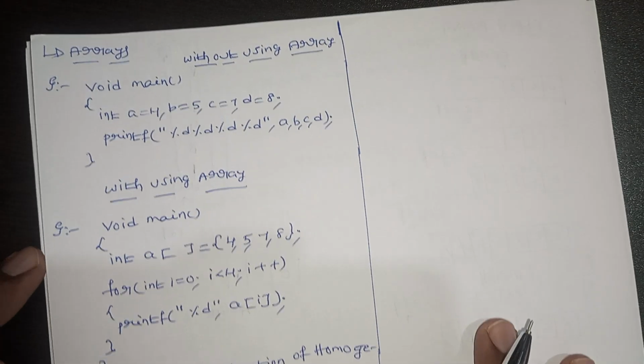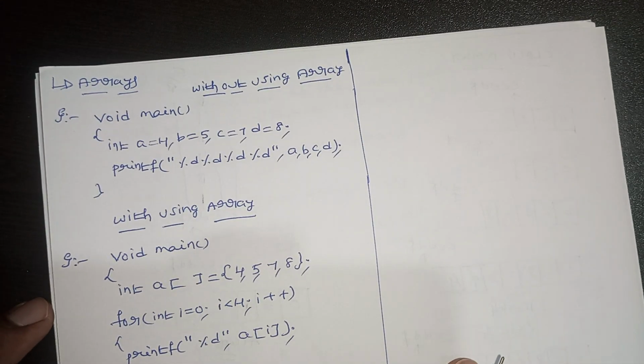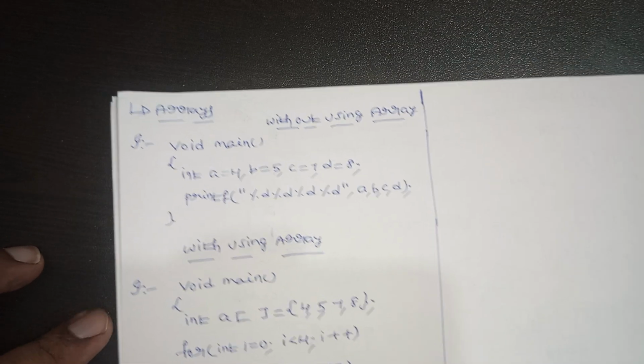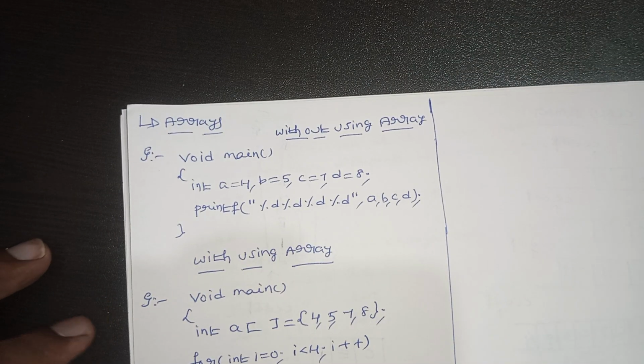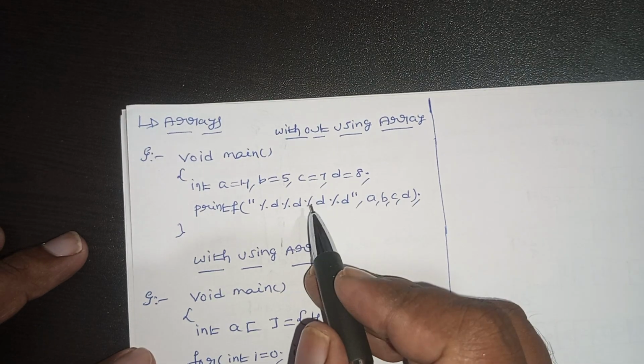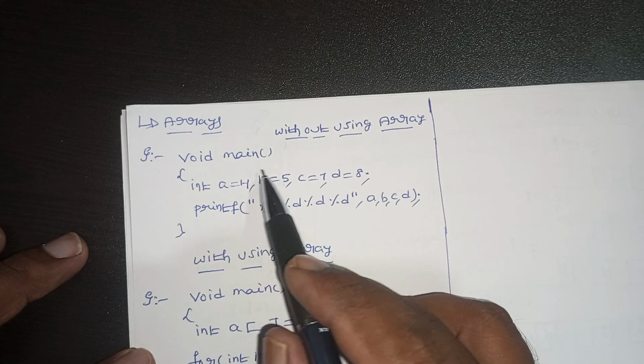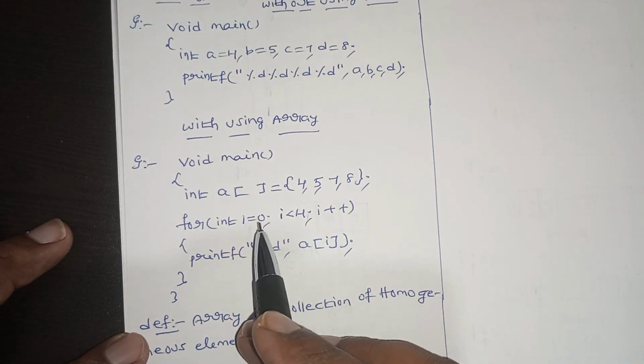Okay, now coming to the next topic, that is called arrays. This is a very important topic in the C programming language. First of all, we will see why we have to use arrays. So I am taking one example: this is a small C program without using any arrays. And I have taken one more example using arrays.